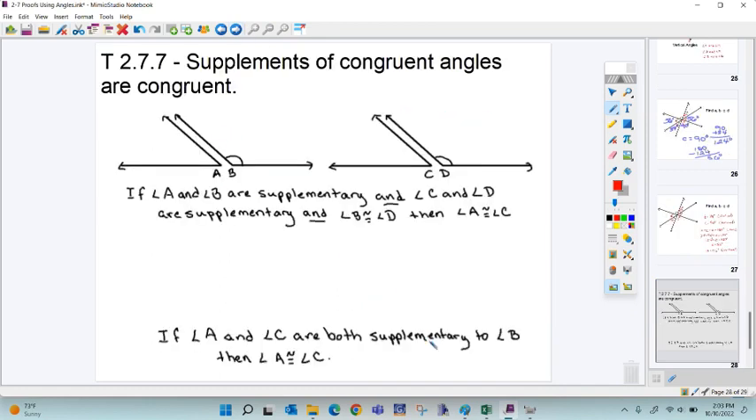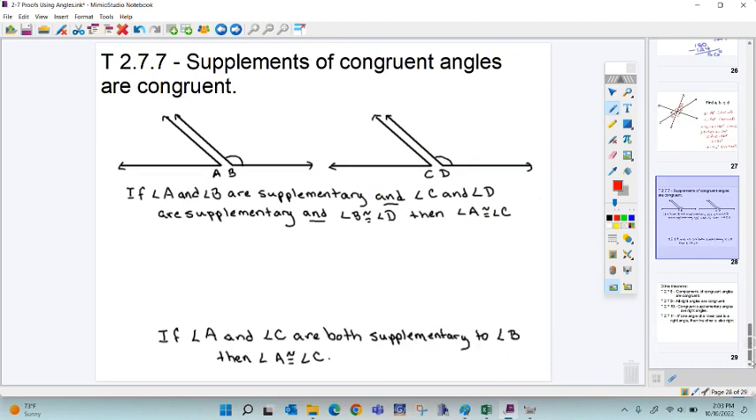And then we have a few more postulates, theorems that you're going to, when you do your assignment, you're going to be working on applying these. Okay, so I'm going to explain them to you. One of them is that supplements of congruent angles are congruent. Theorem 2, Chapter 2, Section 7, Theorem number 7. So supplements of congruent angles are congruent.